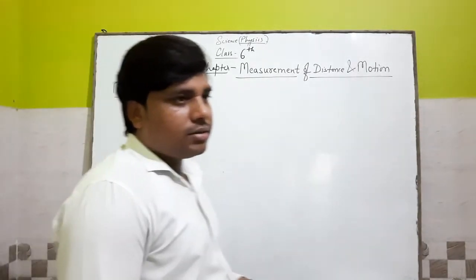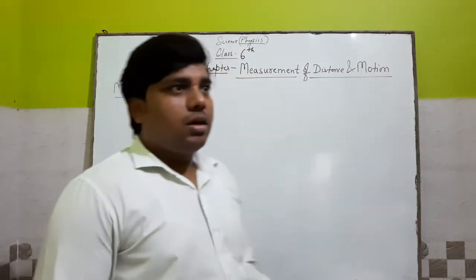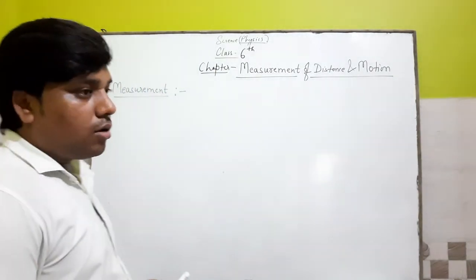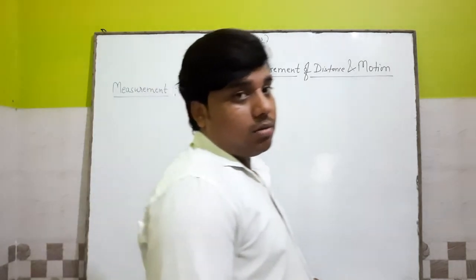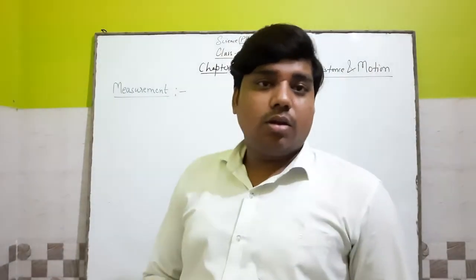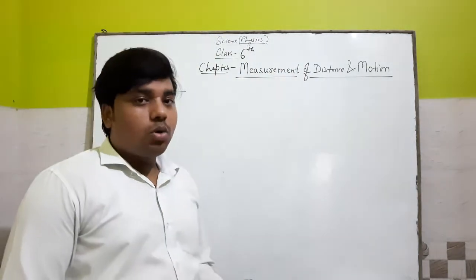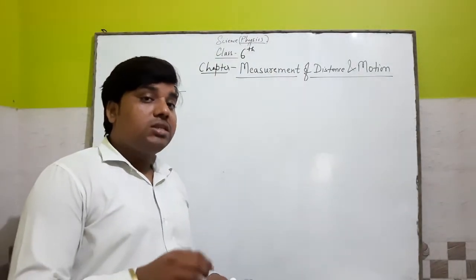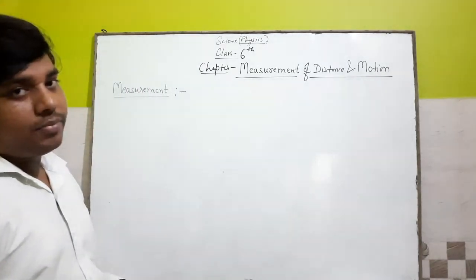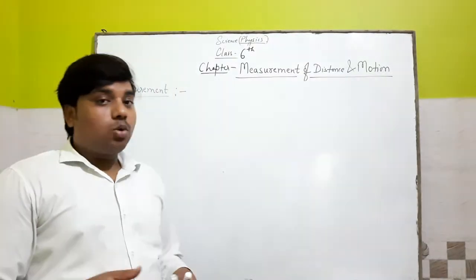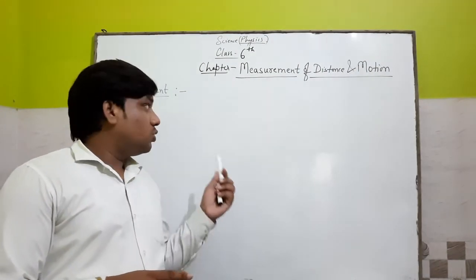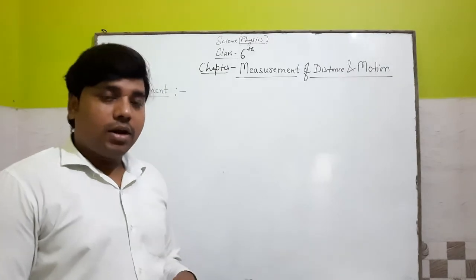How we measure? We measure unknown quantities because we don't know what is the length, what is the breadth, what is height. We measure an unknown quantity with some known quantity. That quantity is known as unit and the process is known as measurement. Understood?